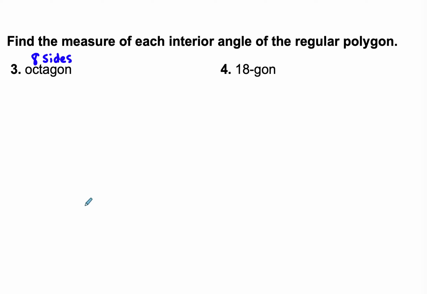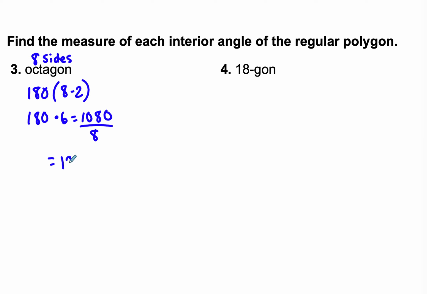Octagon, 8 sides. Okay, so our first step is to figure out how many total degrees. So we do 180 times the number of sides minus 2. So for an octagon, that means 180 times 6, which is 1080. Then we divide by the number of angles. So when we do 1080 and we divide by 8, we get 135 degrees.